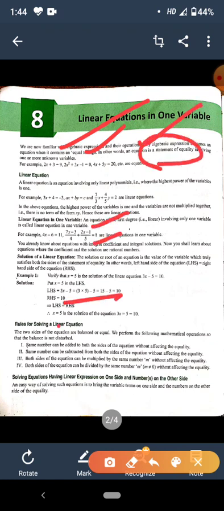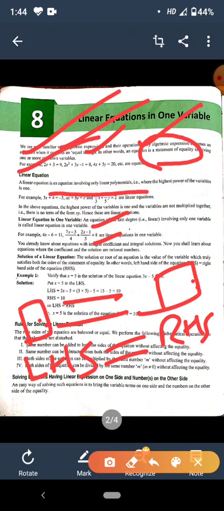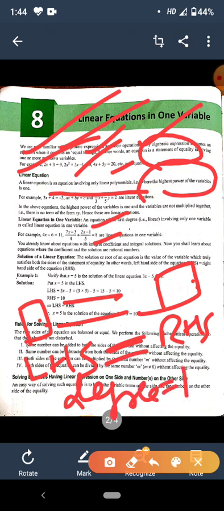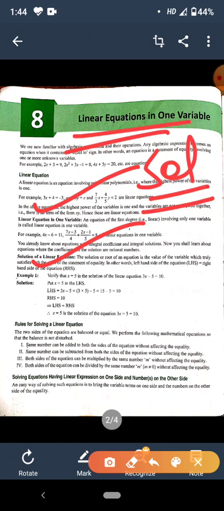What is an equation? It is a statement of equality involving one or more unknown variables, means both sides will be equal if we put the sign of equal to. A linear equation is an equation involving only a linear polynomial. Linear polynomial means the highest power, or you can say the degree, is 1 and the variable involved is only 1. So in this chapter we will study linear equations in one variable and their solution. We will learn how to solve the linear equations.